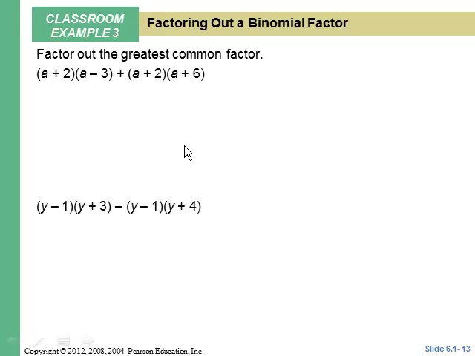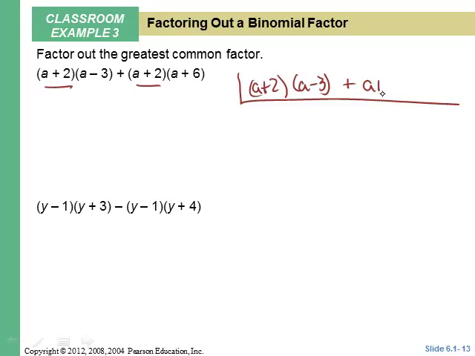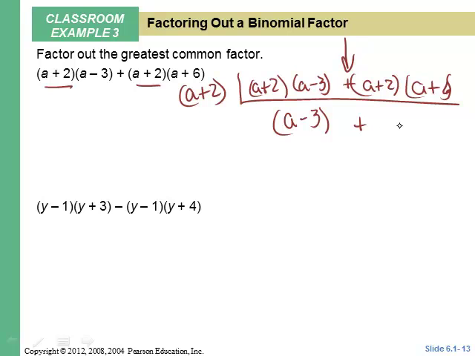Okay, now sometimes we can see that both of these terms have an a plus 2. So when we go to do our factoring, a plus 2 times a minus 3 plus a plus 2 times a plus 6, we're still separating our 2 terms right there. The first term has an a plus 2 in it, and so does the second term. We're left with a minus 3, and we're left with a plus 6.